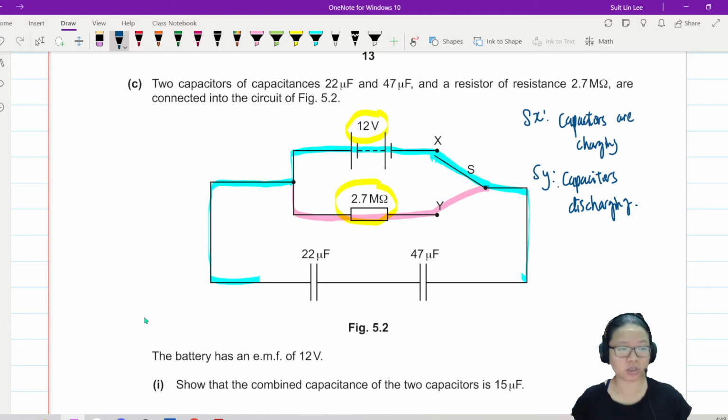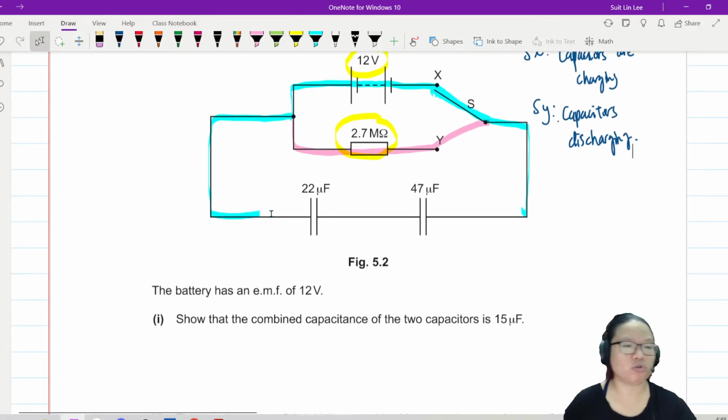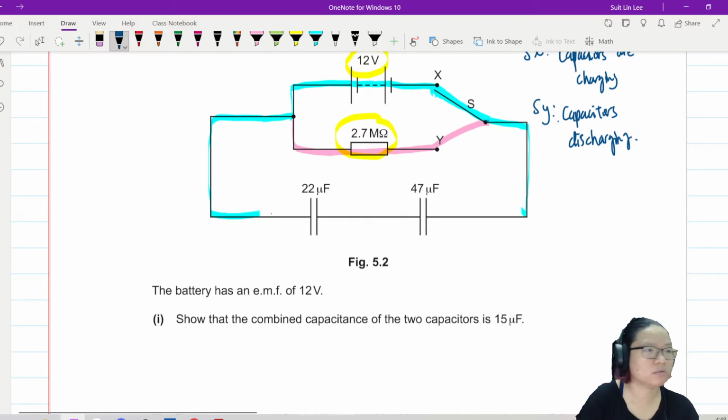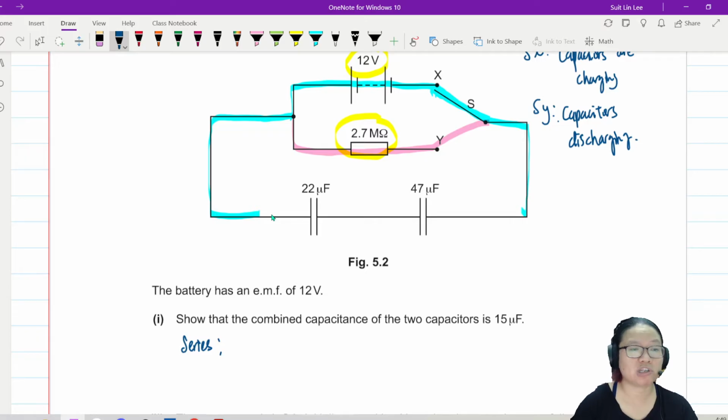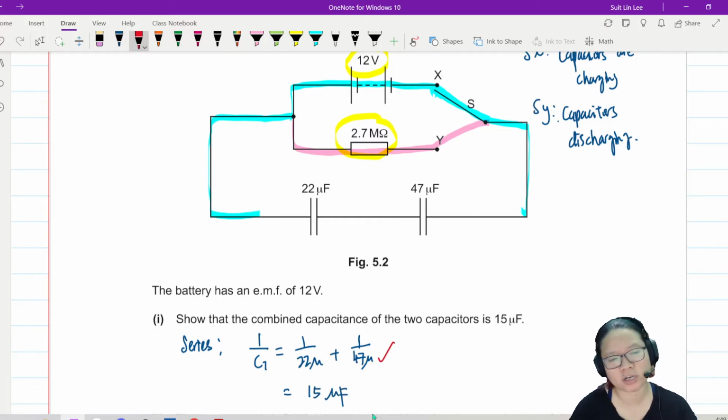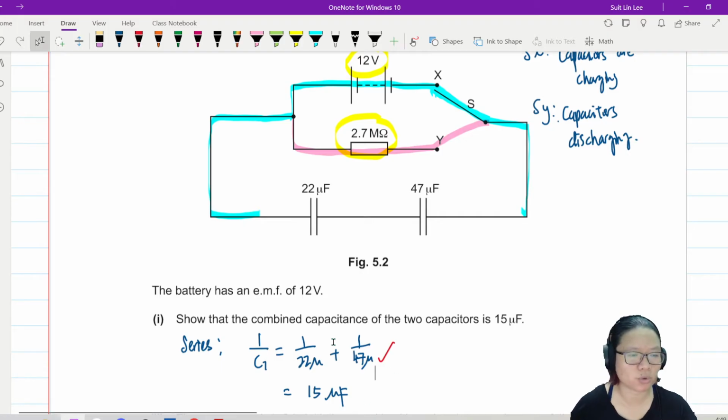All right, so right now you are asked to show the combined capacitance. Well, these two are in series arrangement. So 1 over total capacitance is 1 over 22 microfarad plus 1 over 47 microfarad. If I press my calculator, it is 15 microfarad. Nice and easy, 1 mark. Don't have to spend too much time. This line of working is what we're looking for.